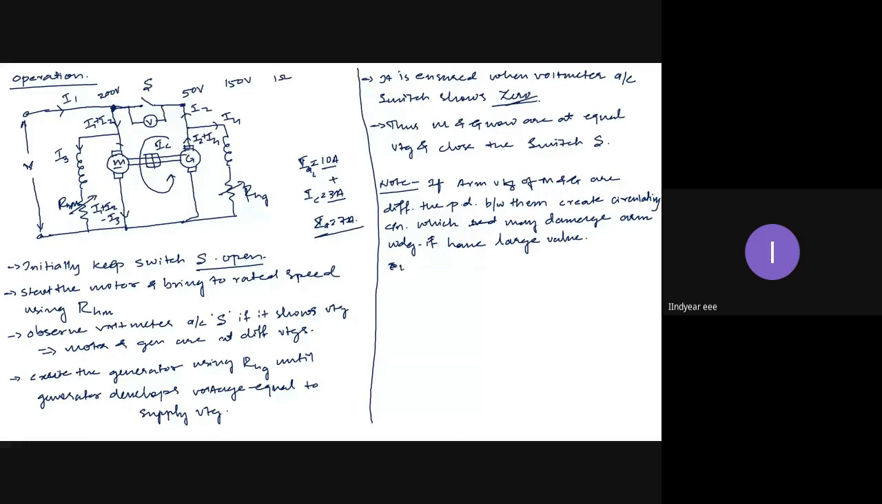Even if circulating currents are of low value, even if the circulating current is of low value, it will reduce the load handling capacity of machines.